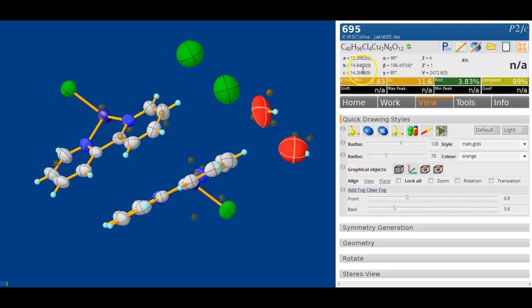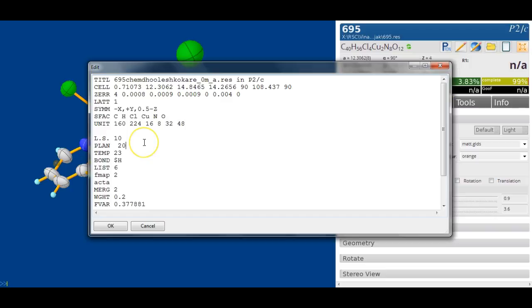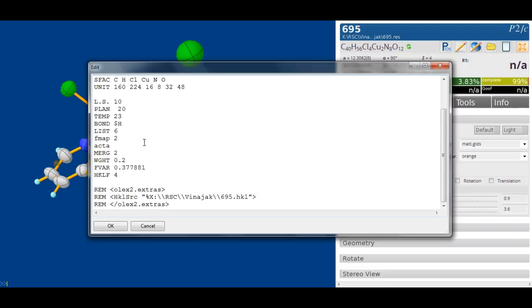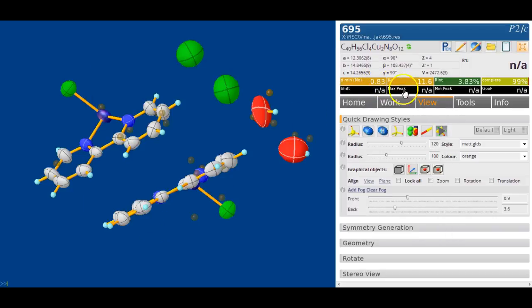Well, first off, the data look fairly good. 11.6 I over sigma, our R index is excellent. It's been possibly cut at 0.83. Let's have a look whether there's an OMIT command in there that we might not want. No, it's all there. So it really only diffracted to 0.83.